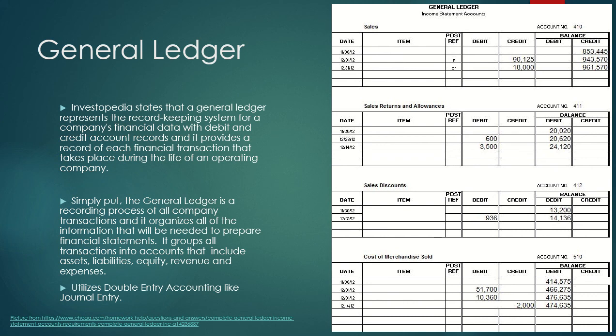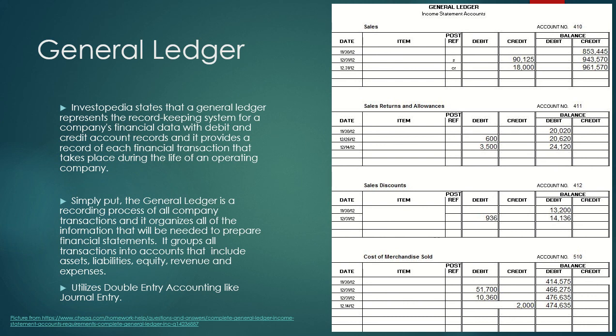It groups all transactions into accounts. That includes, again, assets, liabilities, equities, revenues, and expenses. It also utilizes the double accounting entry. So again here, almost like the journal, it's going to list all transactions, but if we notice here, they're going to be listed under the account.